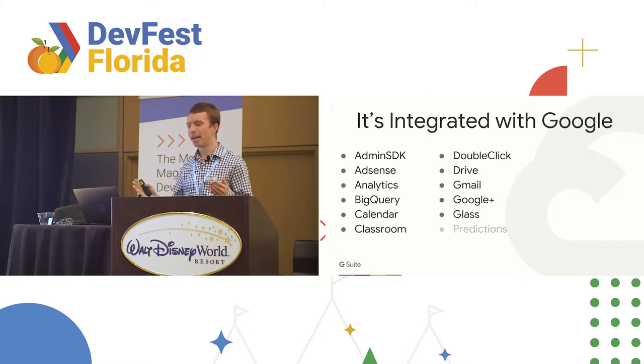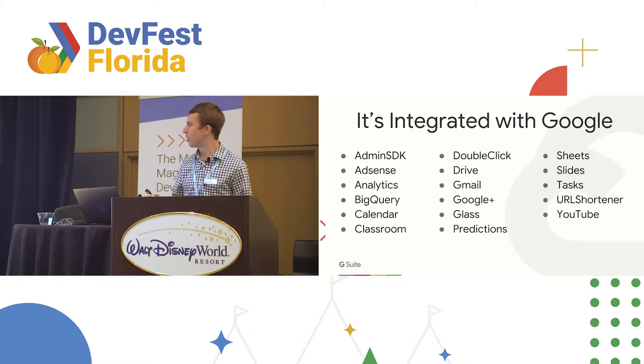And then third, it's integrated with Google. So if you're interested in using any of these services by Google, anything from AdSense to Google Analytics, using BigQuery, it's usually one line of code to actually use that service within AppScript. OAuth is integrated in AppScript, which is really great.